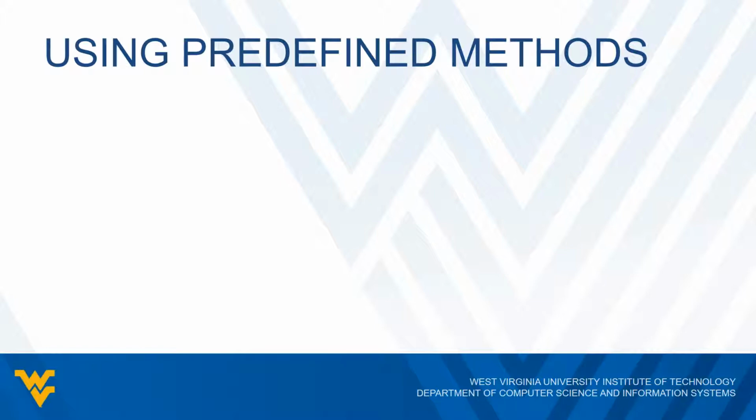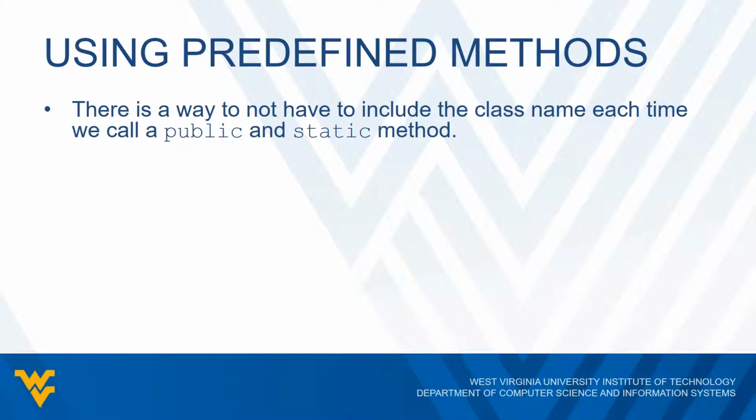Now, if you don't like using the class name as part of your method call, there is a way to avoid having to include the class name if we call a public and static method. This approach only works in Java 5 and above. Most of you are probably using either Java 7 or Java 8, so you should be in good shape.